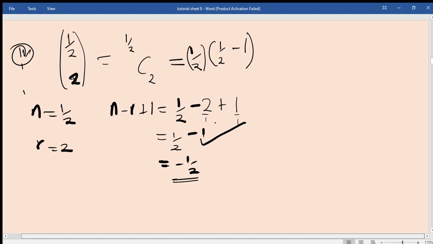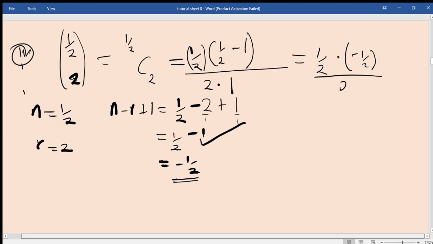Divided by 2 factorial, which is 2 times 1. And this is going to be equal to 1 over 2 multiplied by negative 1 over 2, the answer divided by 2. This multiplied by that, what do we have? This is as good as negative 1 over 4 divided by 2. The answer becomes negative 1 over 8. And you are done.